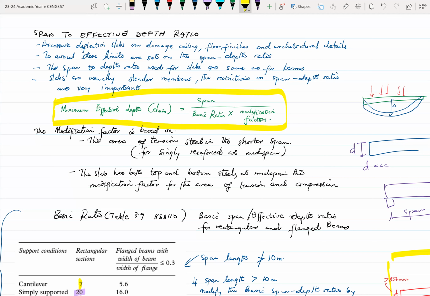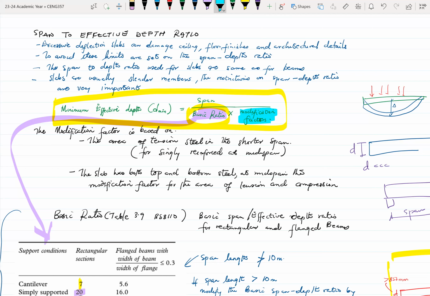So we say that the minimum effective depth, d main, is equal to the span over the basic ratio times what we call the modification factor. The basic ratio is from this table. Then we have some modification factors on the side. These modification factors we get based on whether we have tension reinforcement or compression reinforcement.